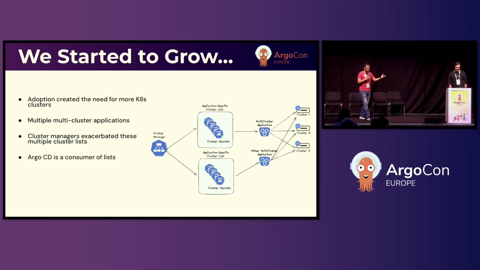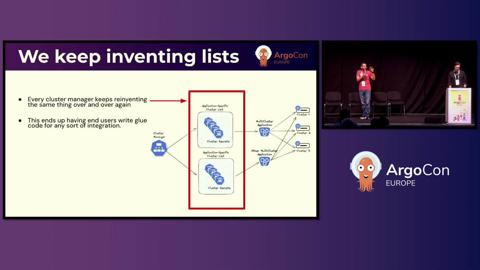And so Argo CD is a consumer of lists, and what we saw, next slide please, is that we keep inventing lists. Everyone keeps reinventing the list. Anytime someone comes up with a multi-cluster solution, they invent a way to create a list for that, right? And the issue with that is that we end up having to write glue code in order to do any sort of integration between multi-cluster managers and multi-cluster deployment mechanisms like Argo CD, and we keep having to reinvent this wheel, right?